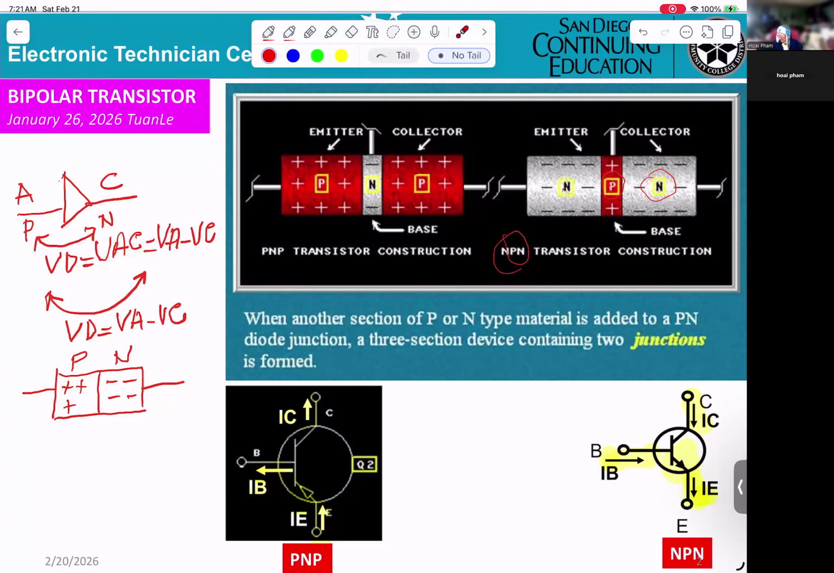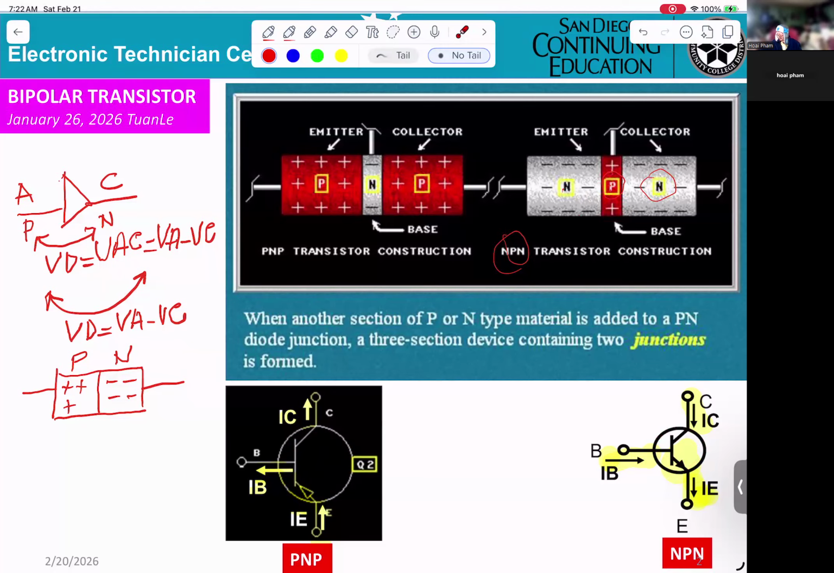So when this diode gets a voltage higher than 0.6 volts, the electrons from the N side move to the P side. That's NPN. And now you see the symbol here, PNP, and that will be NPN.